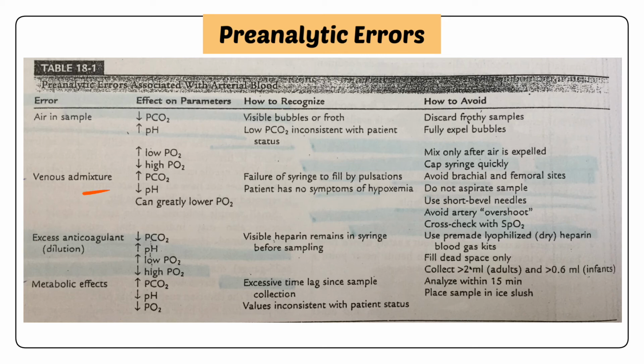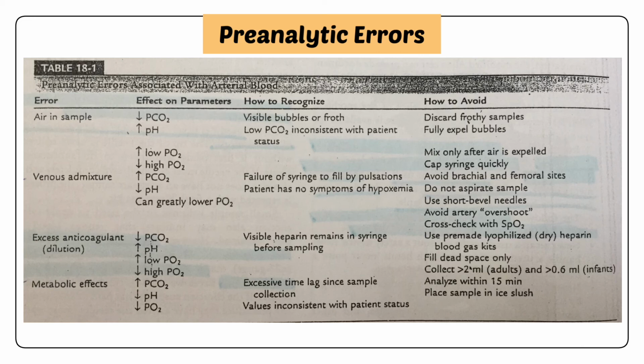So next we have the venous admixture. This happens when you have accidentally hit the vein and not the artery. So to prevent it, you should not aspirate the sample, because you'll know when you hit the artery, the plunger of the syringe is forced back by the pressure of the blood. Also, you'll know it by its color. When you hit the artery, you'll get bright red, and when you hit the vein, you'll get dark red.